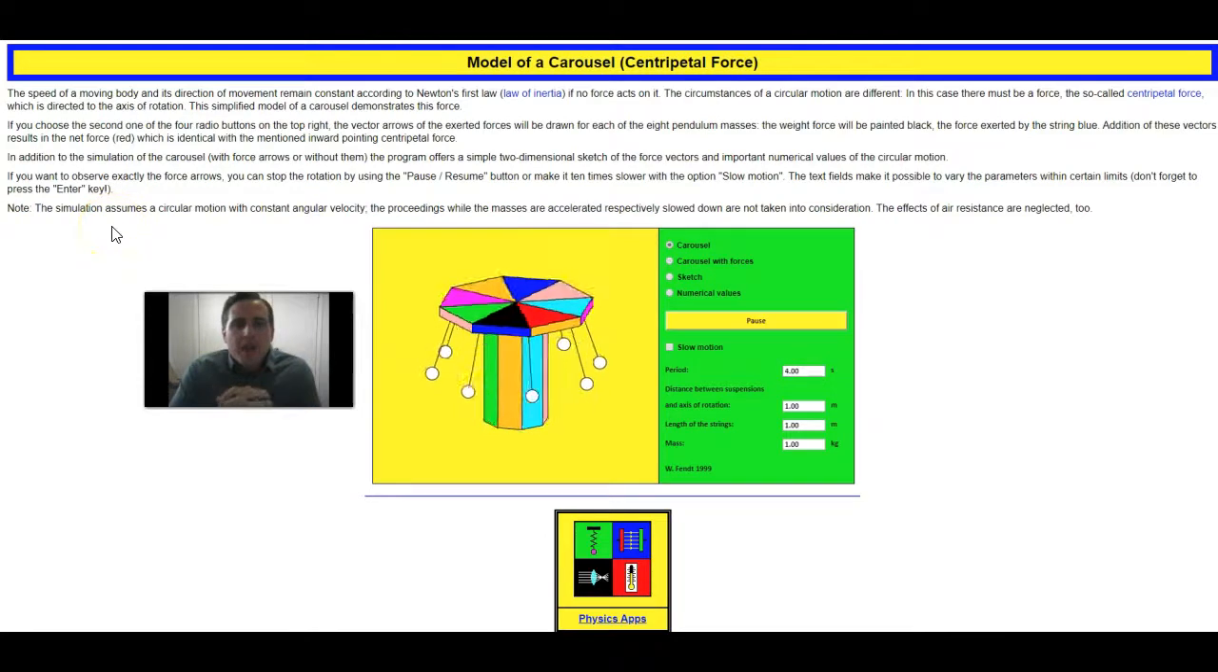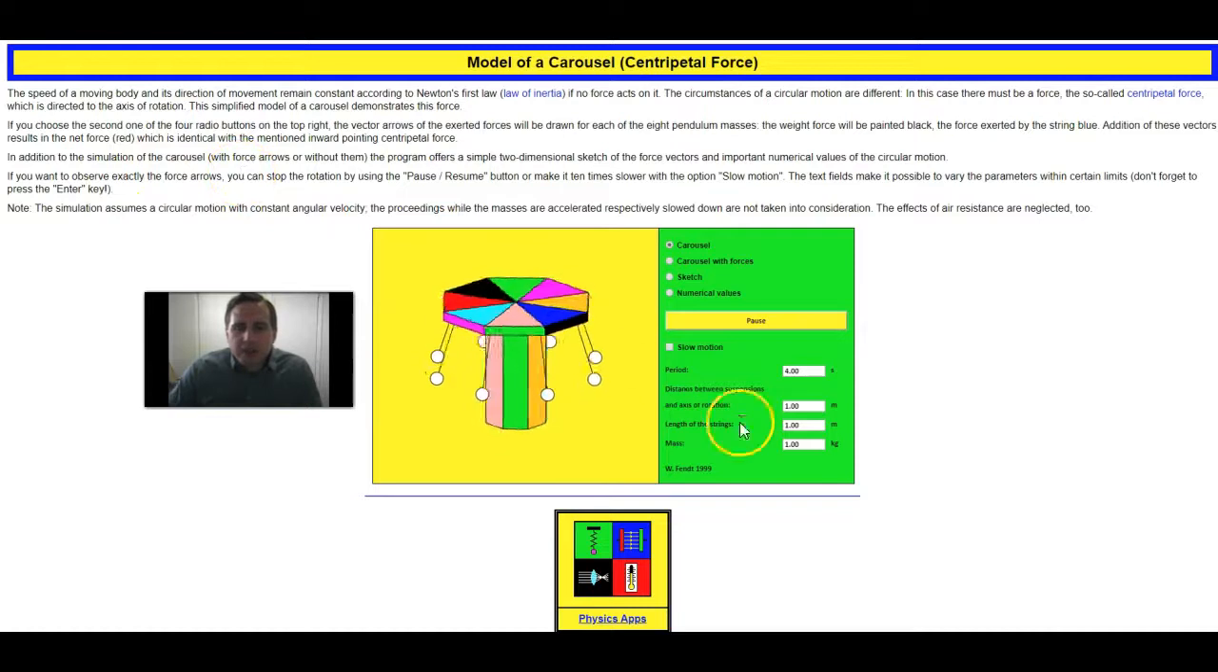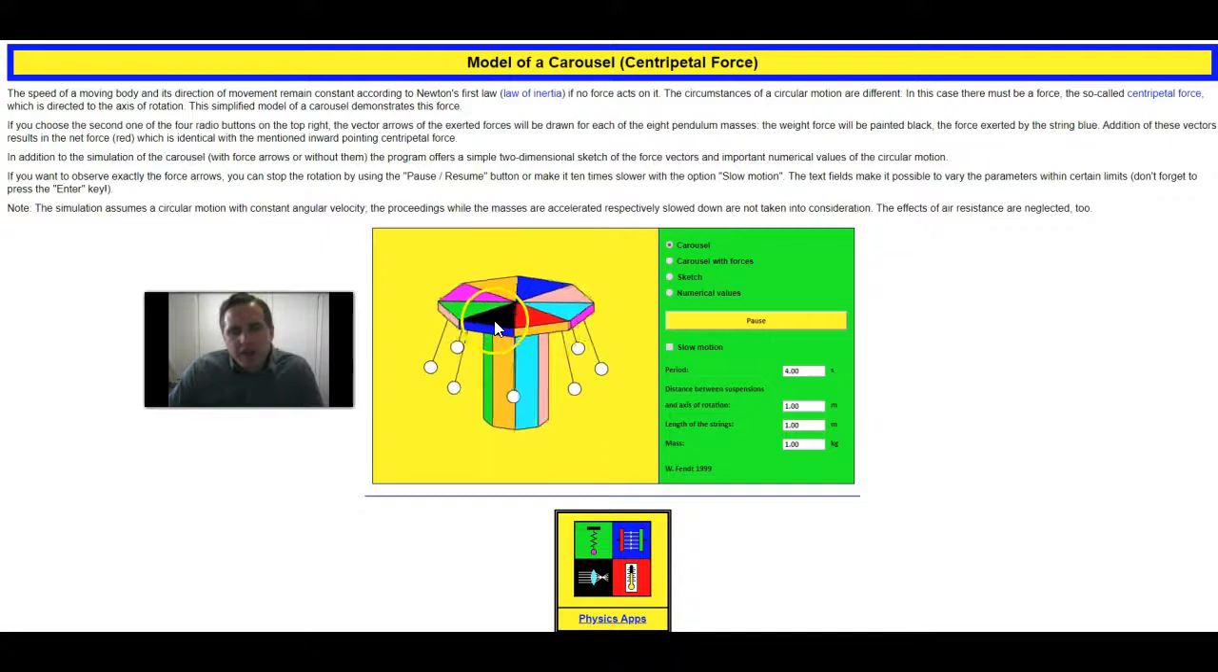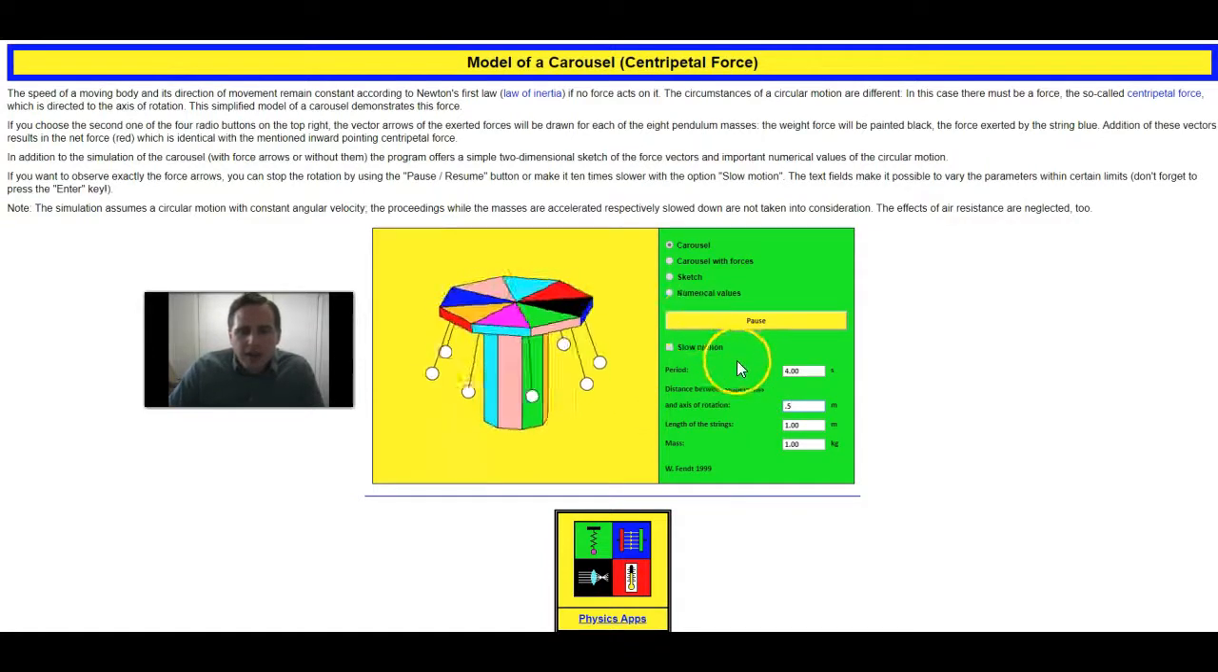So now that we've made modifications with the period and we think we understand centripetal force, now let's change the distance between the suspensions and the axis of rotation. So these suspensions are sort of tied in here, a certain distance outward, 1 meter, that's our basis here, from the axis of rotation. Okay, so we're going to make the suspensions closer to the axis of rotation. So let's do 0.5 meters, okay, and see if you see anything looks really different.